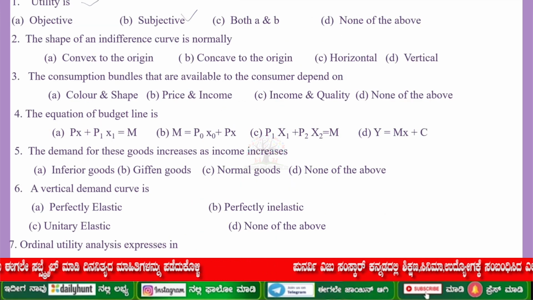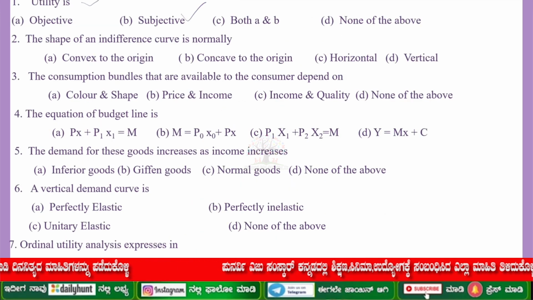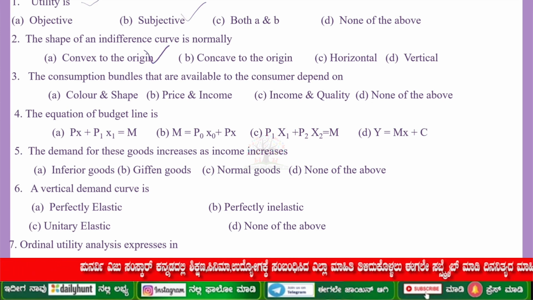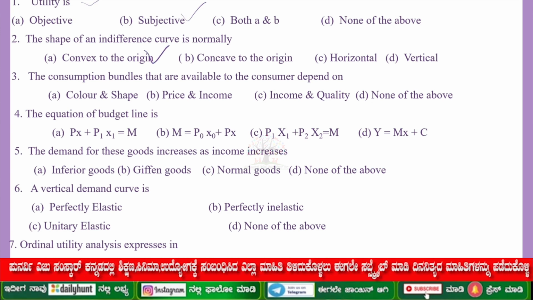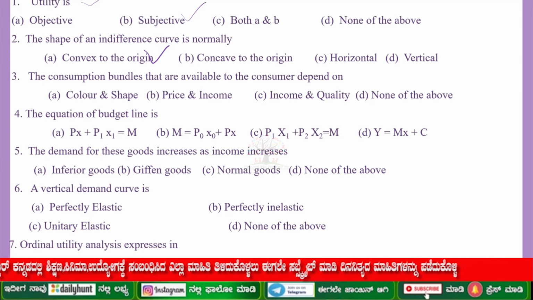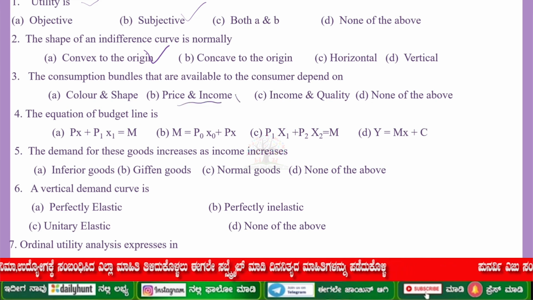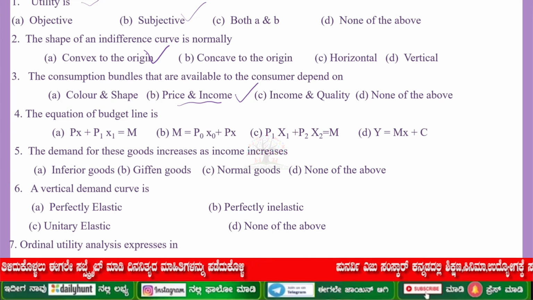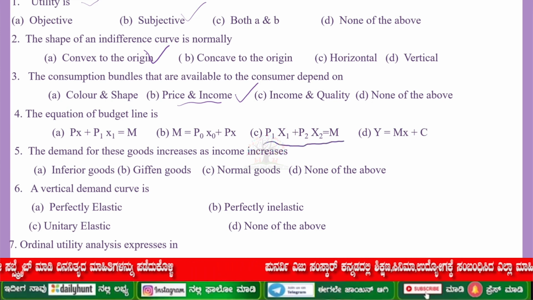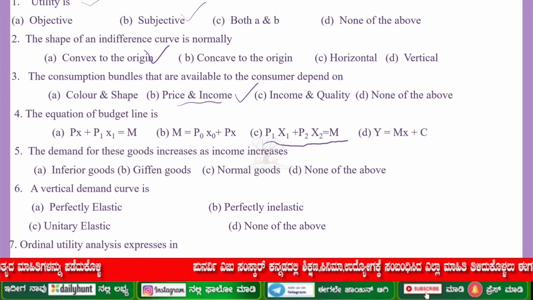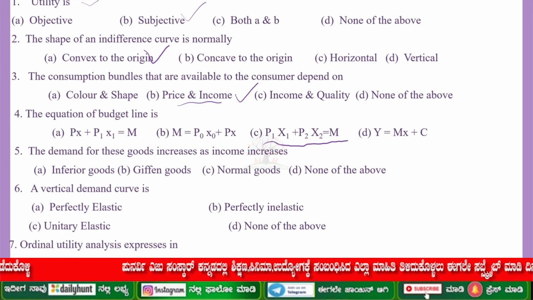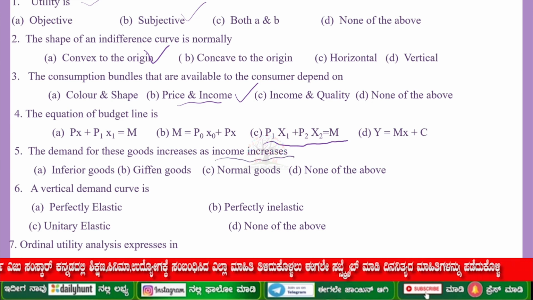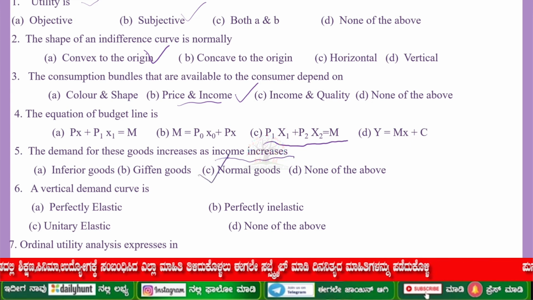Utility is a subjective concept. The shape of an indifference curve is normally convex to the origin. Consumption bundles that are available to a consumer depend on the price and income of the consumer. The equation of the budget line is always P1x1 + P2x2 = M. Demand for these goods increases as income increases, that is normal goods.